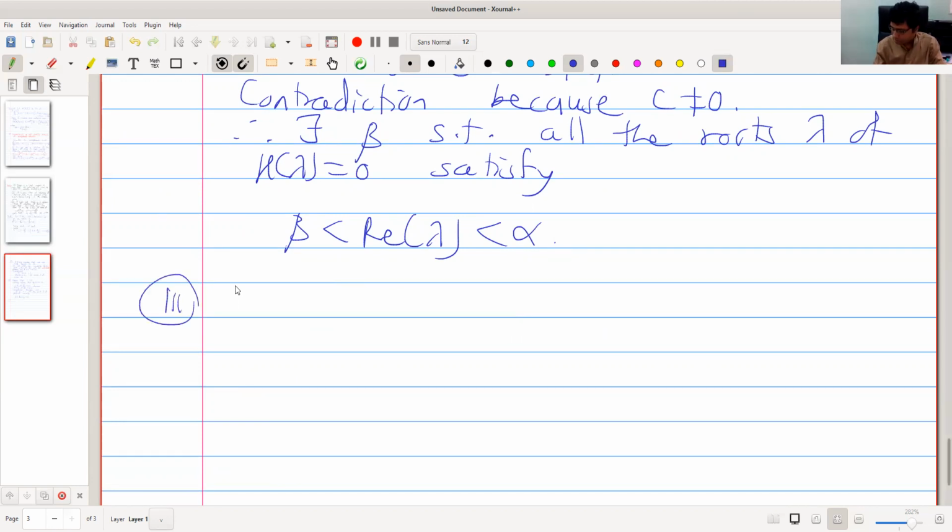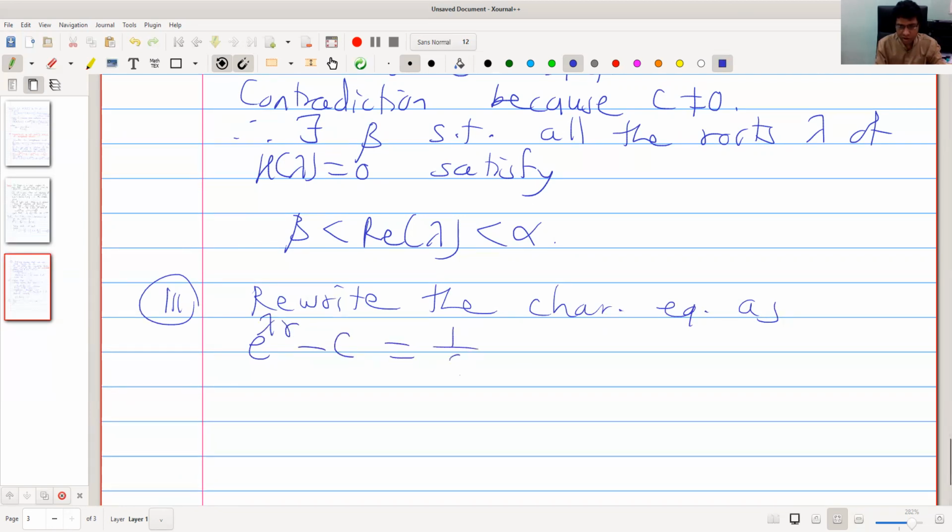Now the third part. This is quite different. So we have to rewrite the characteristic equation as e raised to lambda r minus c equal to 1 upon lambda into a plus b. We call this 10. Let us see how we can write this.